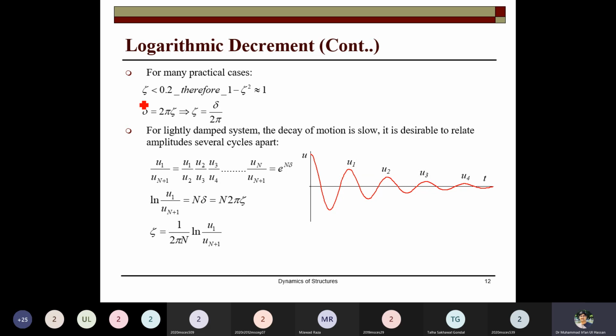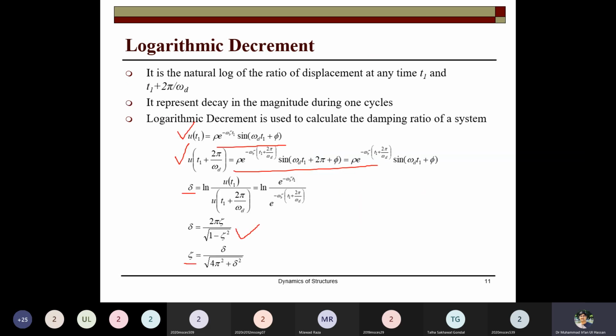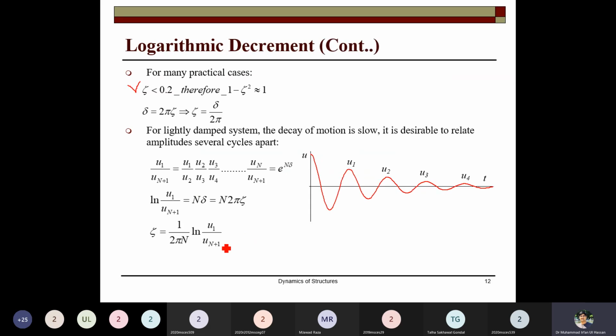But for many practical cases of engineering, delta is less than 0.2. It means that the square root of 1 minus zeta square is very close to 1. And for smaller damping values, delta is 2 pi zeta. It means that zeta is equal to delta over 2 pi. It is a very small formula: if you know the delta value, the difference, and then you divide by 2 pi, you can find out the zeta.